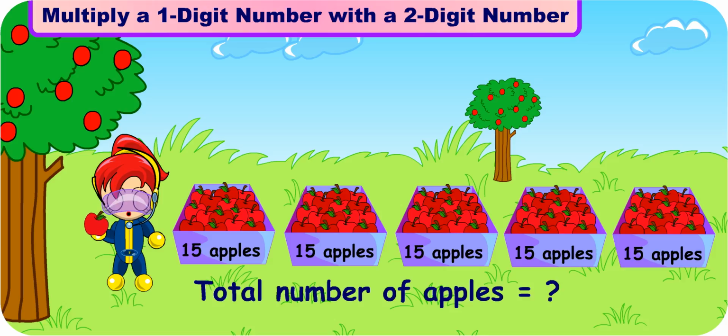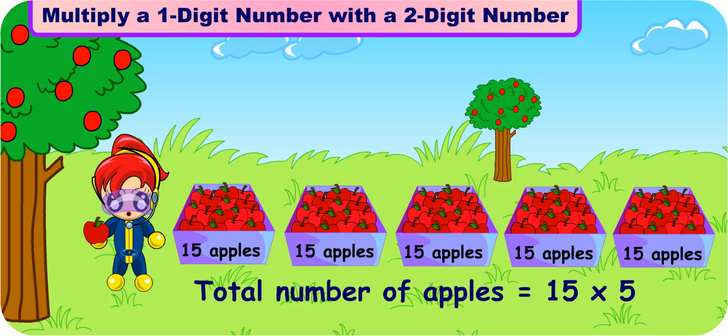I know that to find the total number of apples in all the 5 boxes, I need to multiply 15 by 5. But I have a problem. I only know my multiplication up to 10 by 10. I do not know my 15 multiplication table.